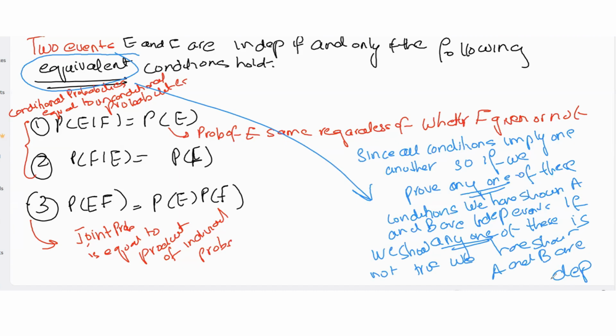So two events E and F are independent if and only if the following equivalent conditions hold. Because these are equivalent conditions, they imply one another. So just proving one of these is enough to show they're independent, and disproving any one of these is enough to show they're dependent. You just need to prove or disprove any one to come to a conclusion.